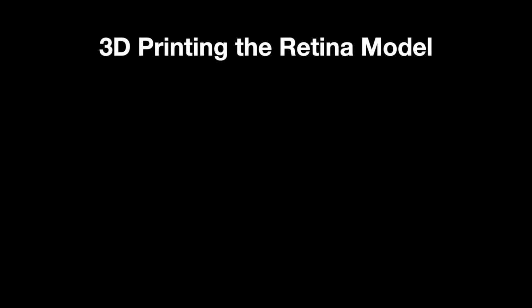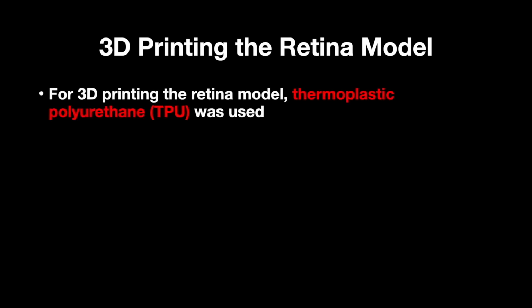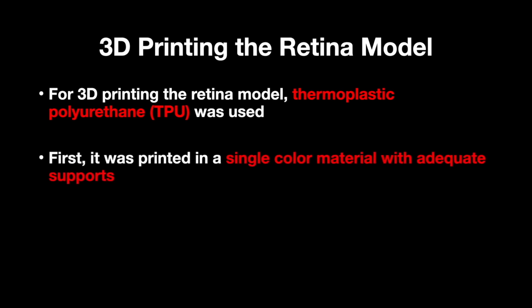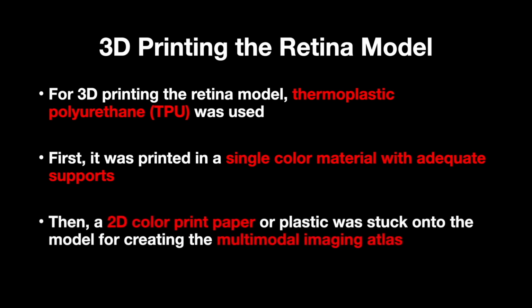For 3D printing the retina model, thermoplastic polyurethane material was used. First, it was printed in a single color material with adequate supports. Then, a 2D color print paper or plastic was stuck onto the model for creating the multimodal imaging atlas.